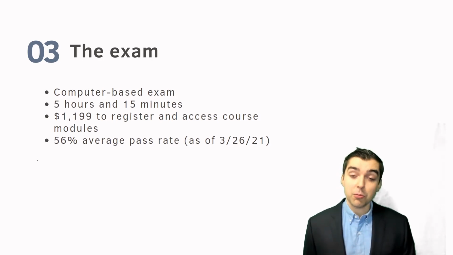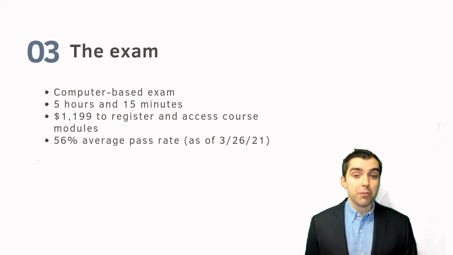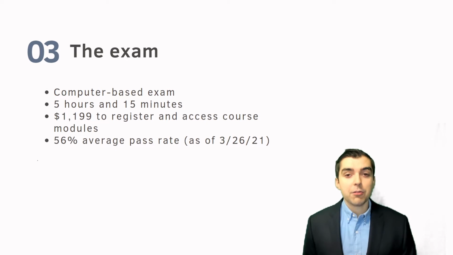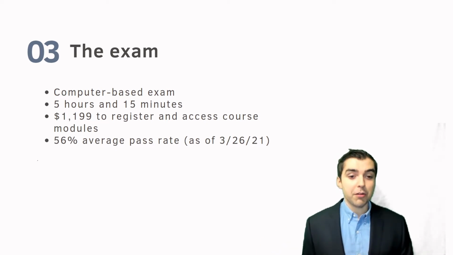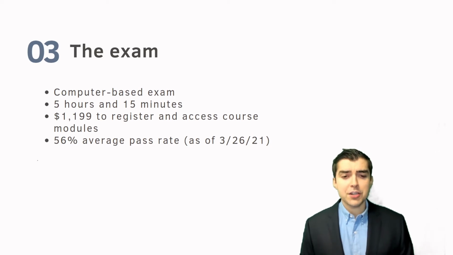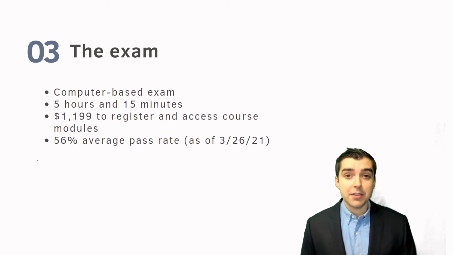It is $1,200 to register and also get the course modules. If you are outside the US, the SOA does have a discount program, which you can find in the link below this video. On average, it's a 56% pass rate.